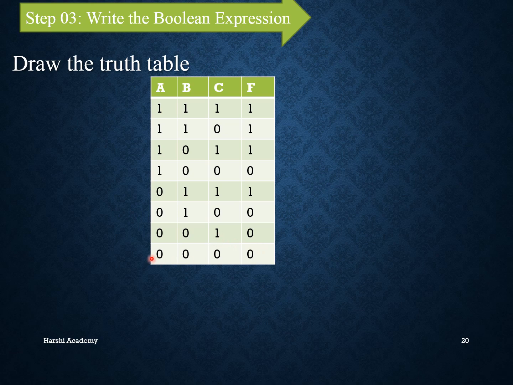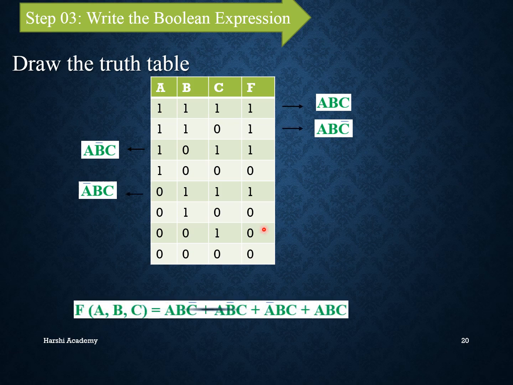Here, when all tanks are above the specific point, the output is 0. Then we can write the AND terms for the output 1 like this: A B C bar, then A B C. Here A B bar C, then A bar B C. Then we can write the Boolean expression as the sum of these 4 terms.